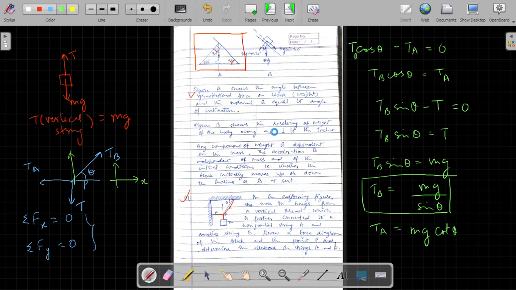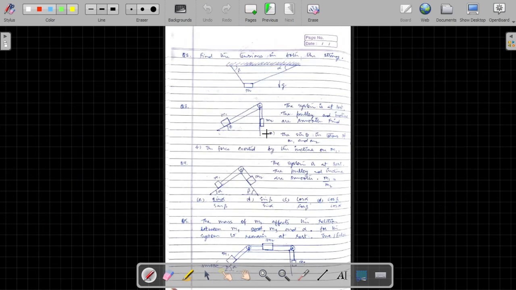So let us do the next question. In the second question, we are going to apply an idea called Lami's theorem. Lami's theorem states that if there is a point or a mass which is in equilibrium, and by equilibrium we mean that the sum of all forces acting on that body is 0.